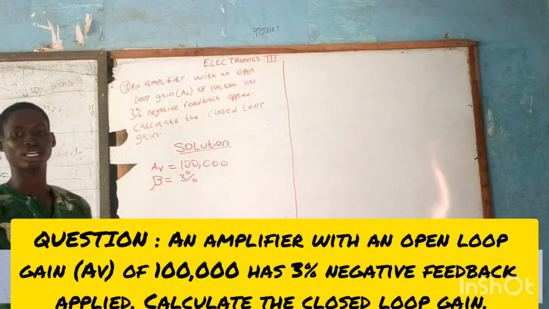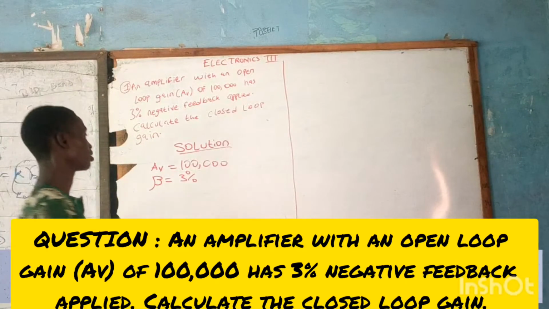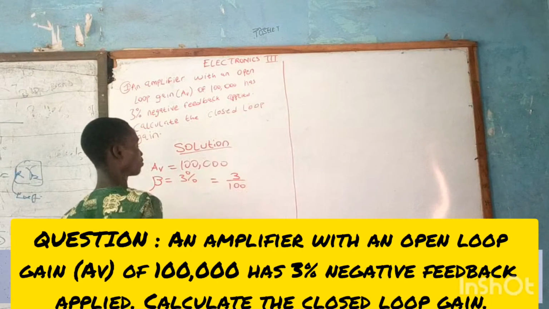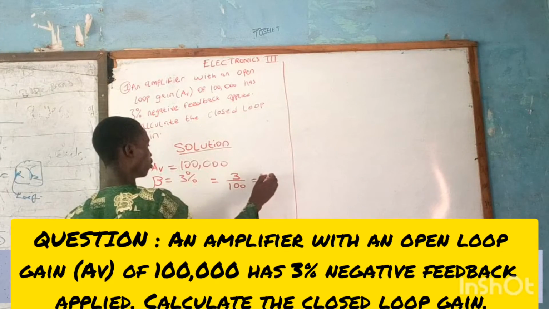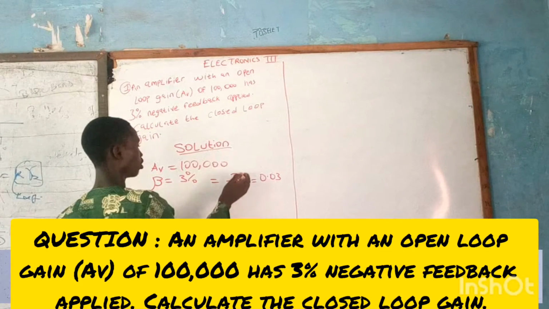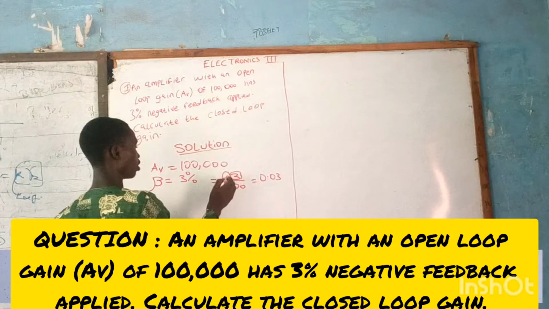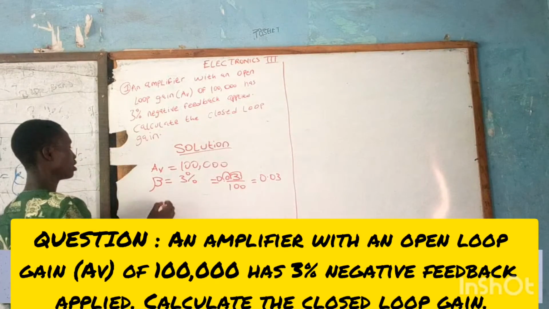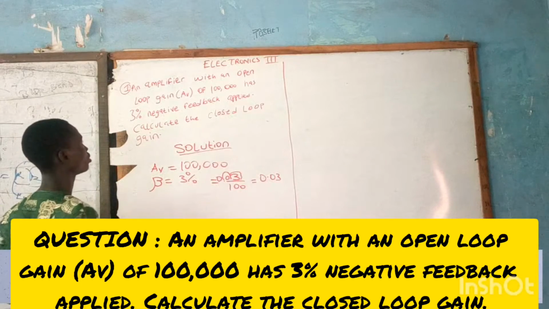And 3% in mathematics simply means 3 divided by 100, which gives us 0.03. So beta is equal to 0.03.